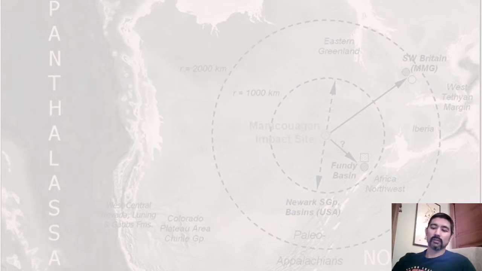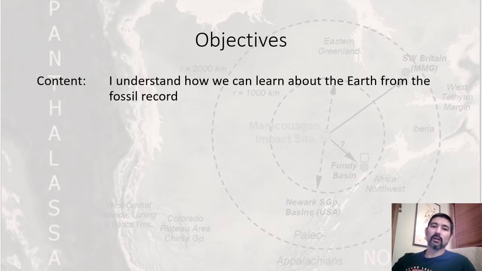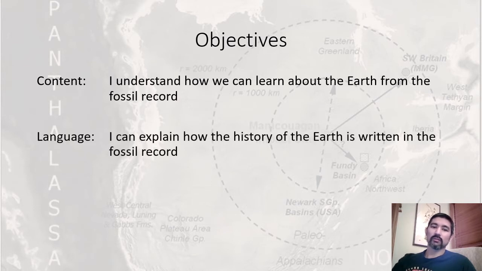So our objectives for today are: first, content objective. I can understand how we can learn about the Earth from the fossil record. And our language objective: I can explain how the history of the Earth is written in the fossil record. Keywords, we got one of them: strata. So today you should know what the word strata means. If you learn what any word means today, please learn the word strata.